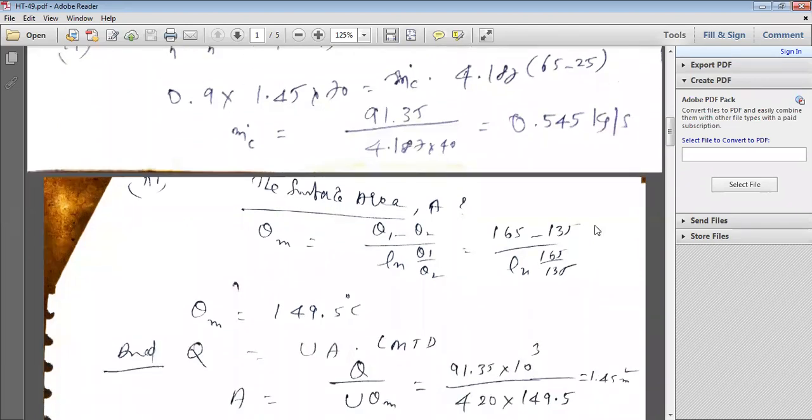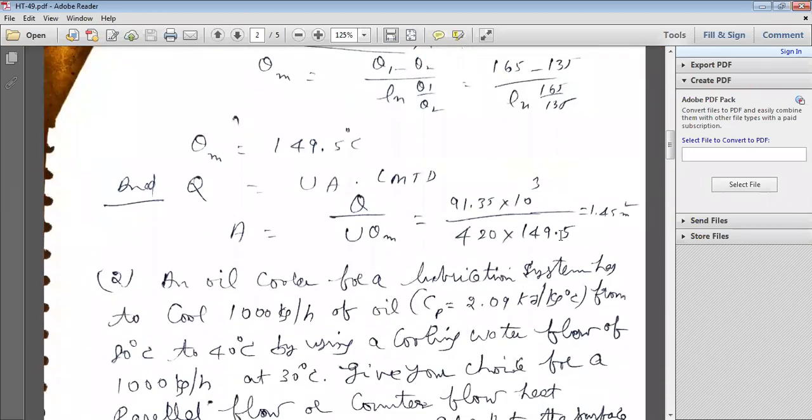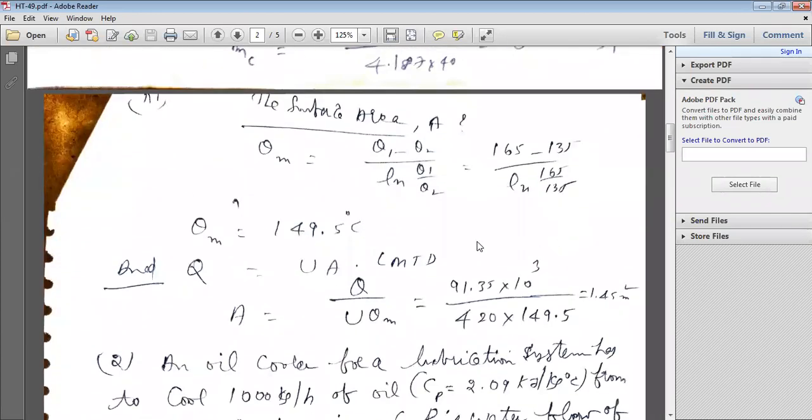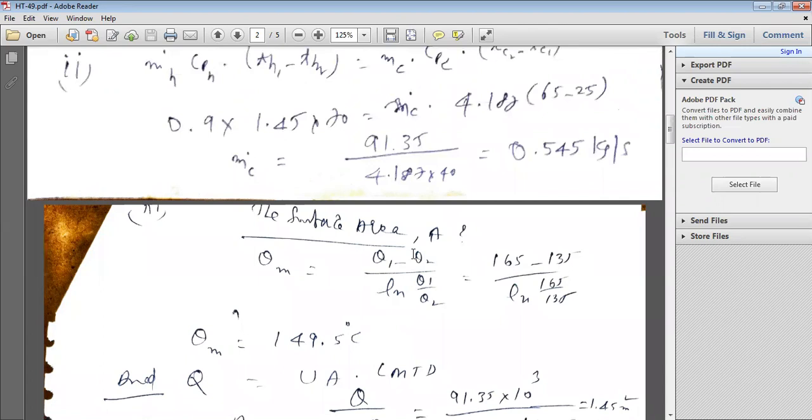Then how do you calculate the surface area? Third bit, the overall surface area of the heat exchanger. The overall heat transfer rate Q is equal to UA into LMTD. U is given, A you have to calculate, and LMTD you have to calculate now. So for the surface area, you have to calculate LMTD, theta mean. How do you get it? Theta 1 minus theta 2 divided by ln theta 1 by theta 2.